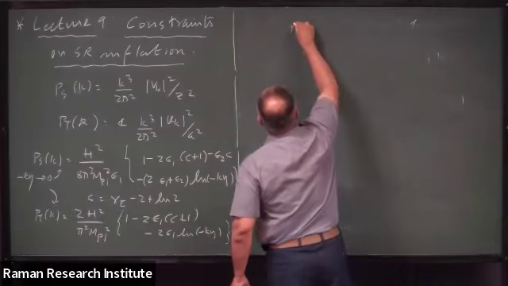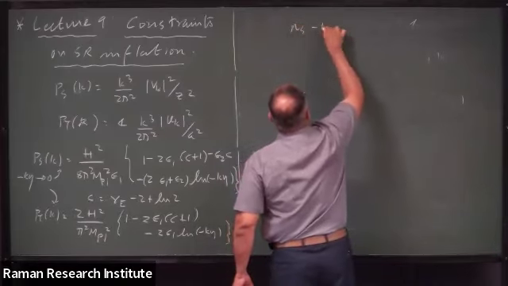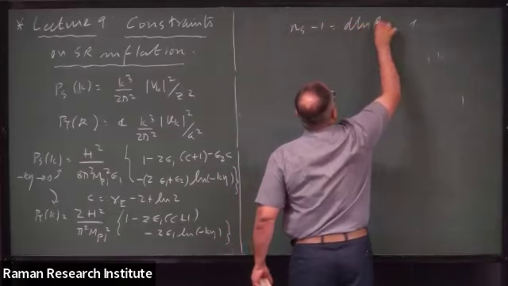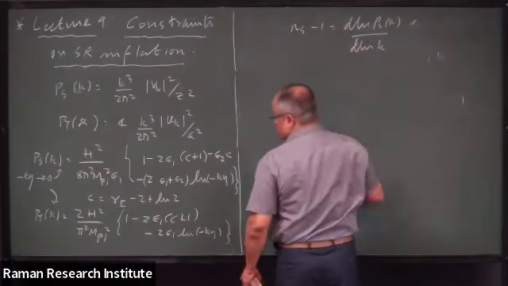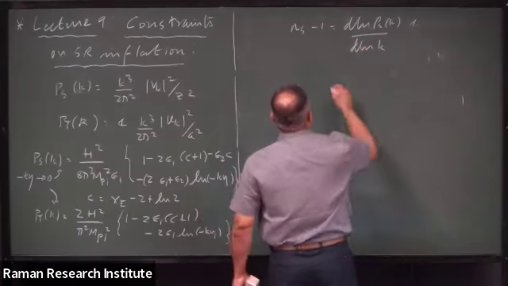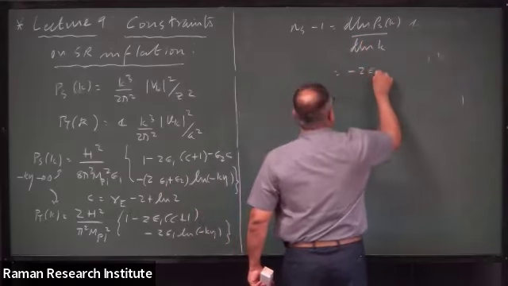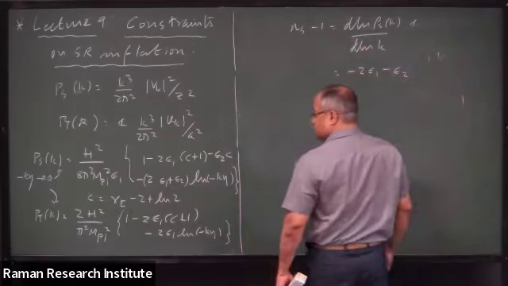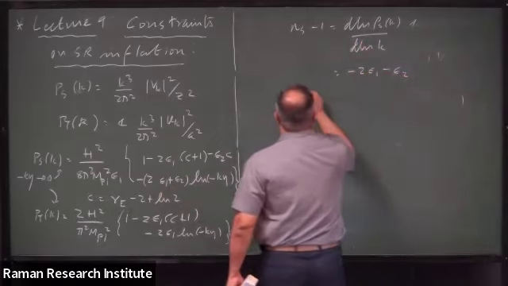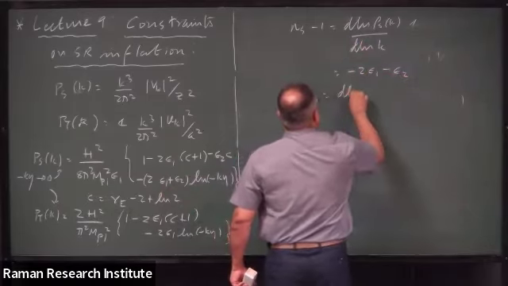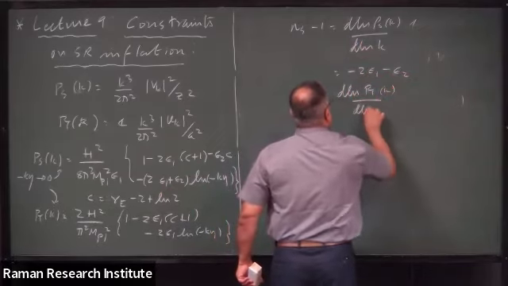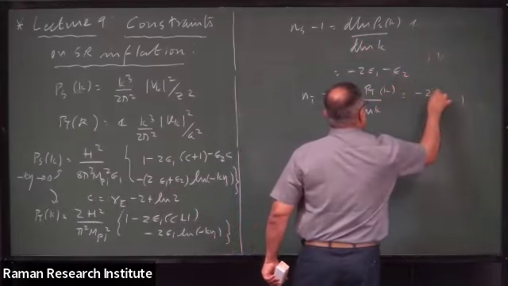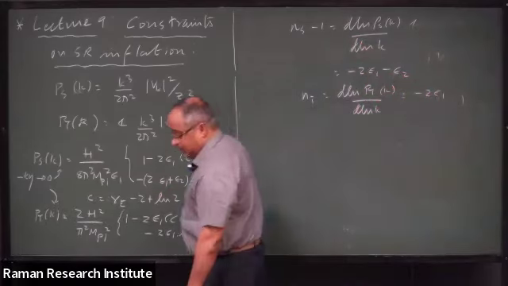The formal definition is nS minus 1 is d log PS of k by d log k, all right? And you can read it off. This happens to be minus 2 epsilon 1 minus epsilon 2. I hope that is correct. And nT is d log PT of k by d log k, which is minus 2 epsilon 1.